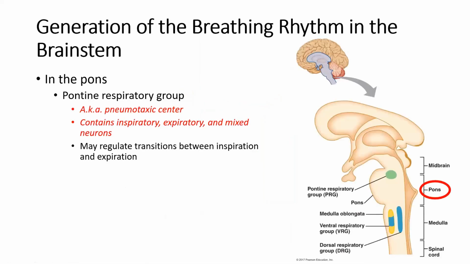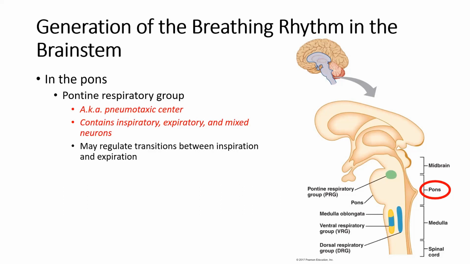Okay, the second part of the brain that is thought to be involved in the rhythm of breathing is the pons. Within the pons, specifically, is the pontine respiratory group, also sometimes known as the pneumotaxic center. I will not use this term, so you can pretty much ignore it, but it's another term for this. It's thought to have different compositions: inspiratory neurons, expiratory neurons, and mixed neurons.